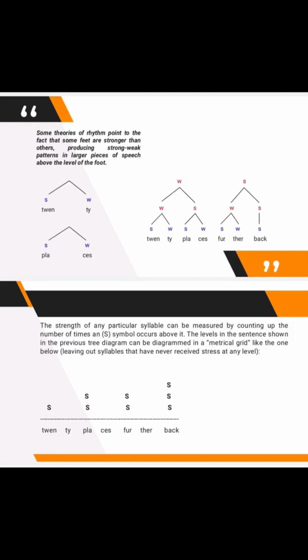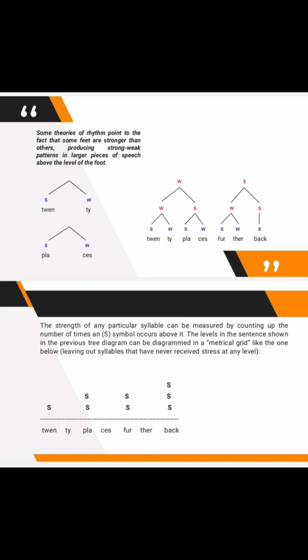You also need to be aware that some theories of rhythm point to the fact that some feet are stronger than the others, producing strong, weak patterns in larger pieces of speech above the level of the foot. So if you take the word twenty, for example, twenty has 2 syllables. The first syllable is strong, following the rules of chapter 10, when we deal with the level of syllables. The second syllable is weak.